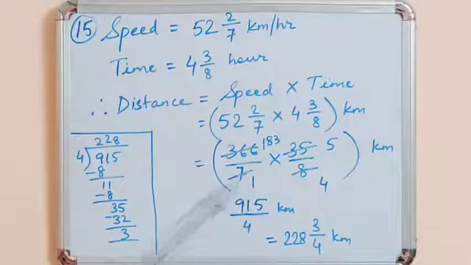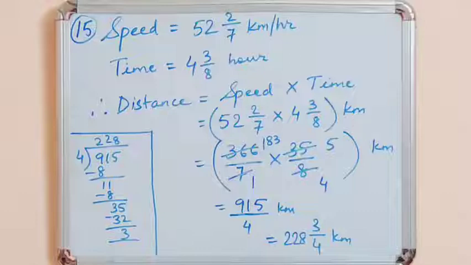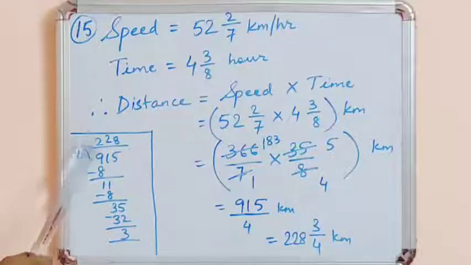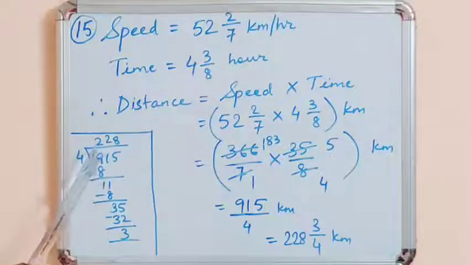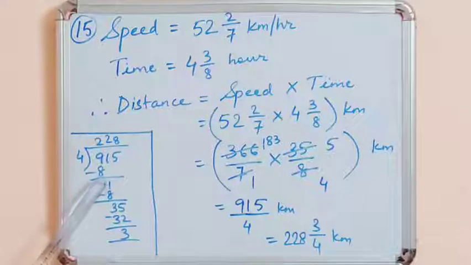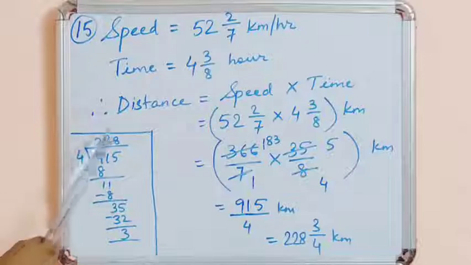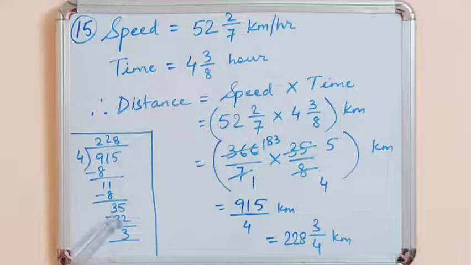Now this is an improper fraction. So I have solved this here on the rough side. 4 2s are 8, 9 minus 8 is 1. So this 1 will come down and this will become 11. 4 2s are 8. Again 11 minus 8 is 3. This 5 will come down and this will become 35. 4 8s are 32. 35 minus 32 is 3.